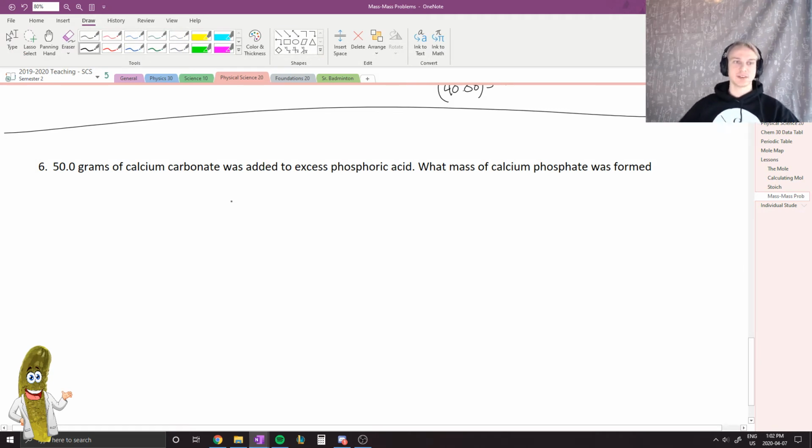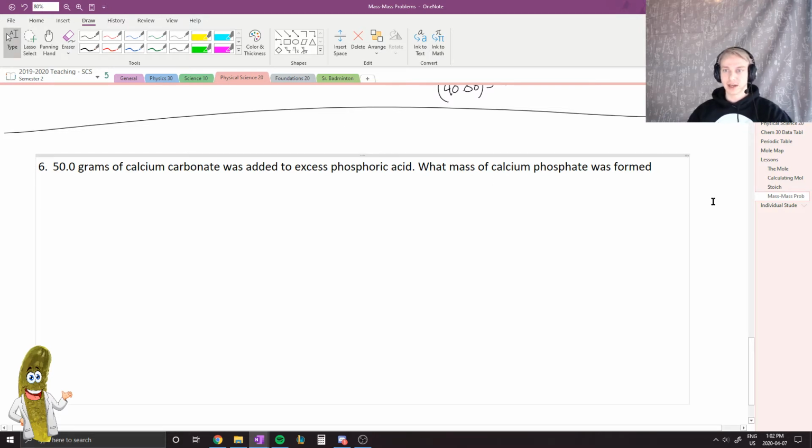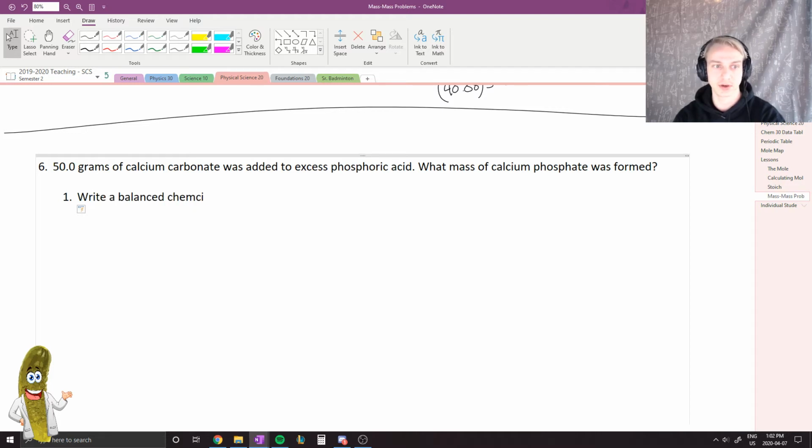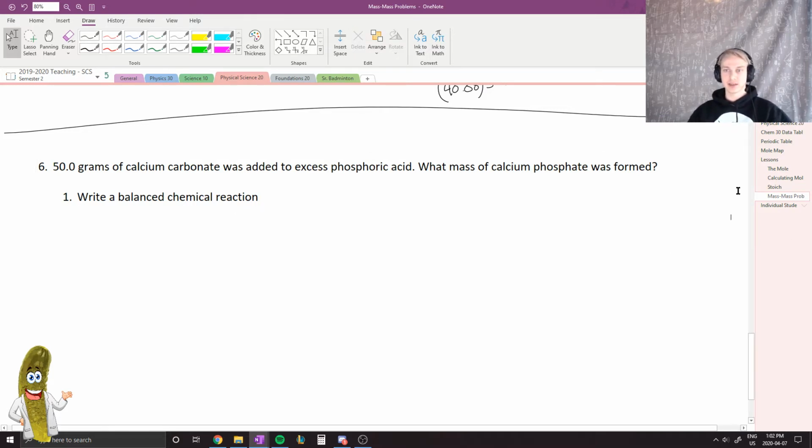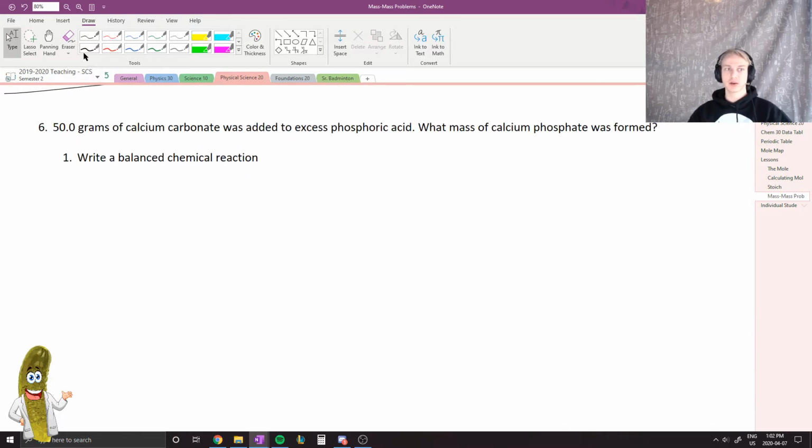Okay, so this was the question that was asked. It says 50 grams of calcium carbonate was added to excess phosphoric acid. What mass of calcium phosphate was formed? So I'm also going to write out the steps that we should take in order to answer this question. The first step, before anything else, is to write a balanced chemical reaction. Honestly, this step will probably take quite a long time for some of you until we get more and more used to doing these balanced chemical reactions.